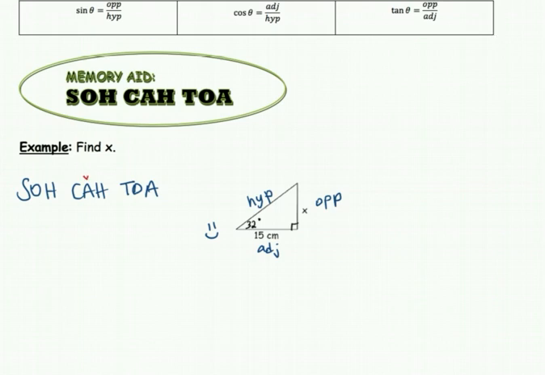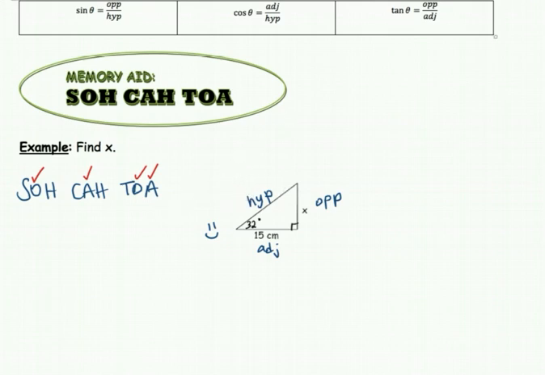So we know we have the adjacent. Then from there, we need to find the opposite. So that's another important side, so we're going to check all of the O's. And if you look at the hypotenuse, we don't have it, but it's not something we have to find, so we're not going to give that one a check mark.